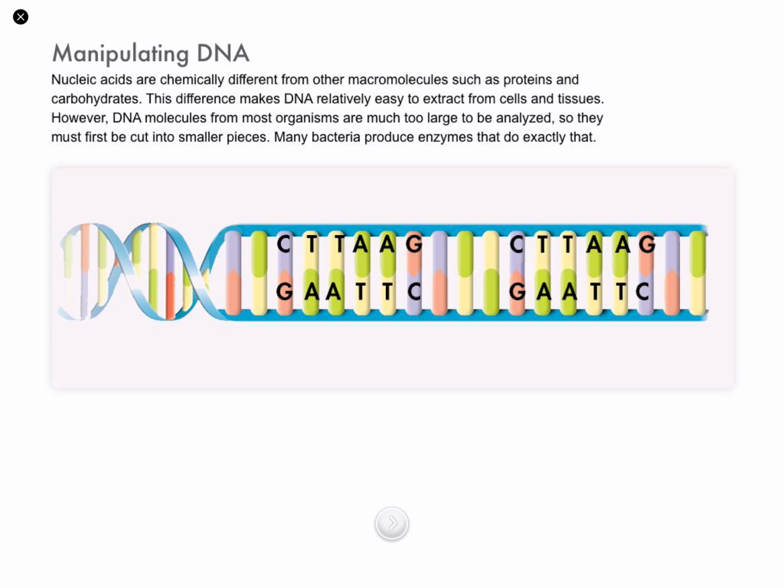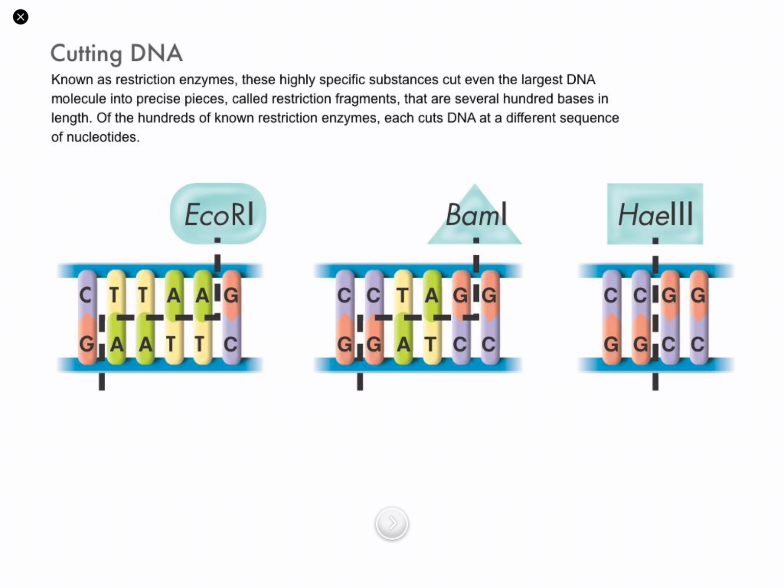Nucleic acids are chemically different from other macromolecules such as proteins and carbohydrates. The difference makes DNA relatively easy to extract from cells and tissues. However, DNA molecules from most organisms are much too large to be analyzed, so they must first be cut into smaller pieces. Many bacteria produce enzymes that do exactly that. Cutting DNA. Known as restriction enzymes, these highly specific substances cut even the largest DNA molecule into precise pieces, called restriction fragments, that are several hundred bases in length.